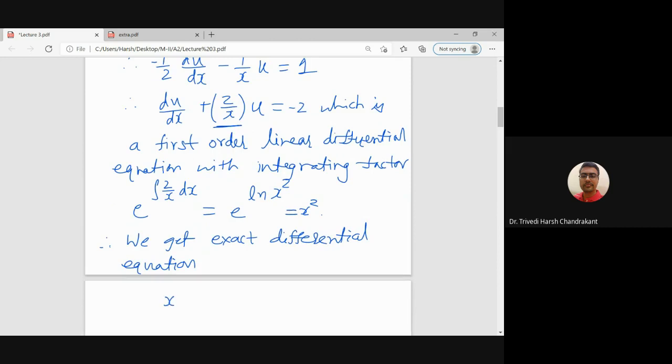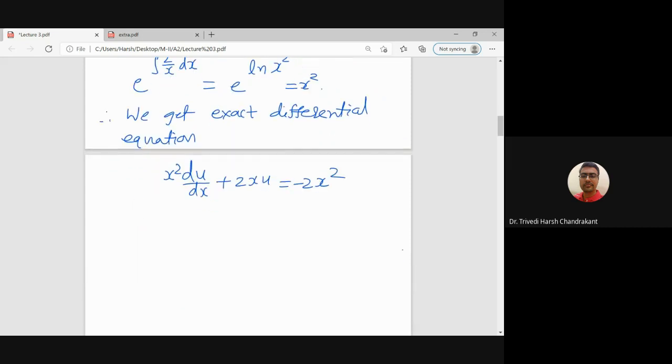which is x square times du by dx plus x square times 2x, that is 2 times xu, is equals to minus 2x square, right? So this is our new differential equation which is exact because the left side is the derivative of x square times u, right? So this is d by dx of x square times u, where u is a function of x, is equals to minus 2x square.